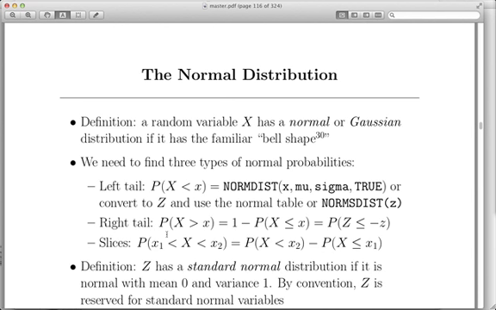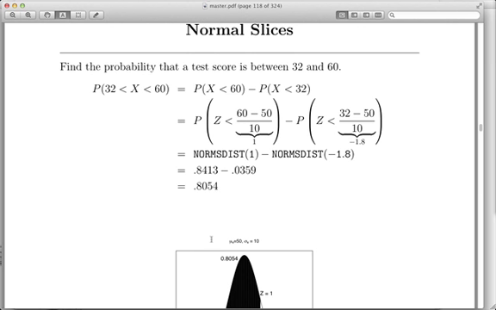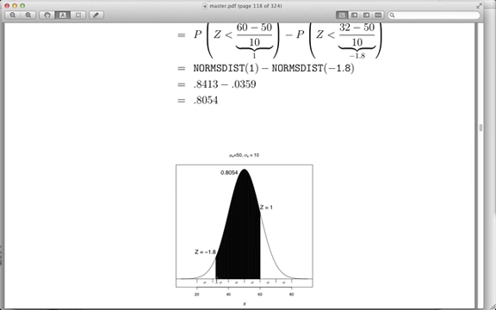Now let's talk about slices. So slices are where you want to know the chance that x is between two numbers. So I'll go draw up an example. So for example, what is the probability that some test score is between 32 and 60? So I've shaded it. Here's 32, here's 60. We want to find the area of this slice in the middle.